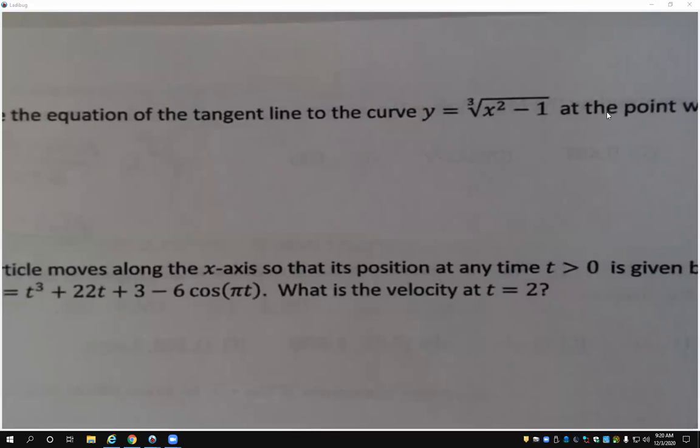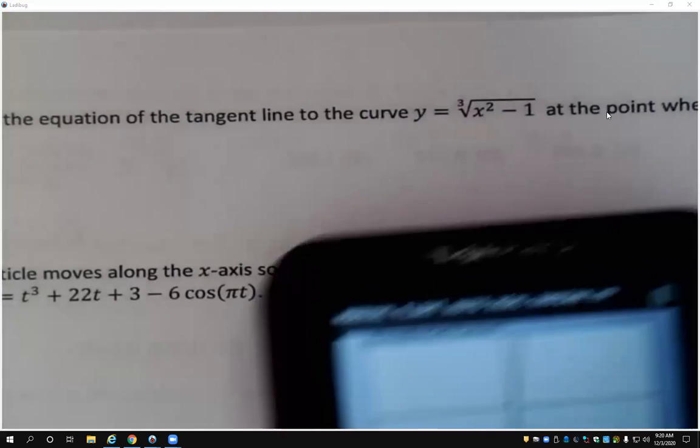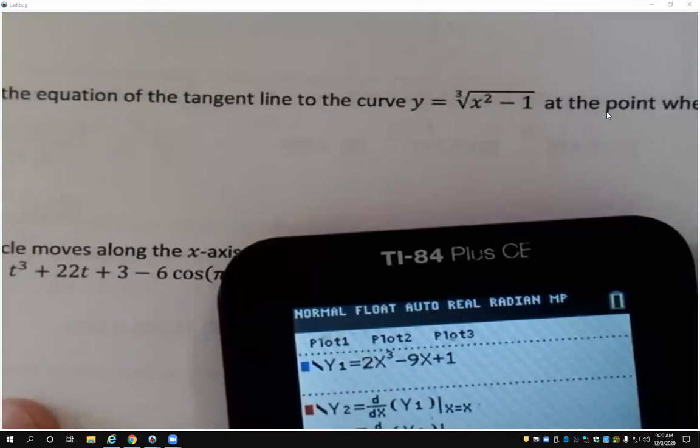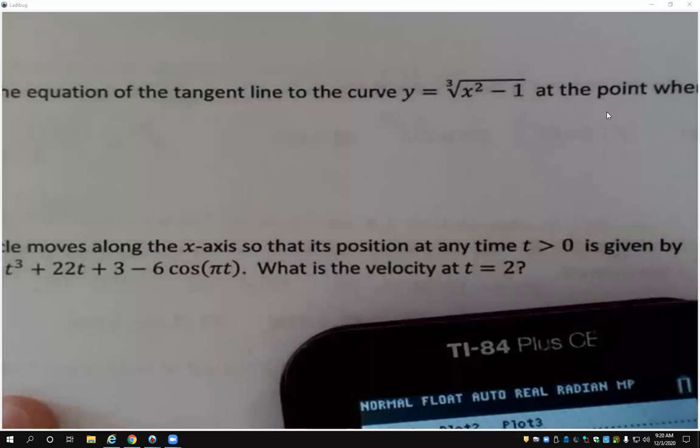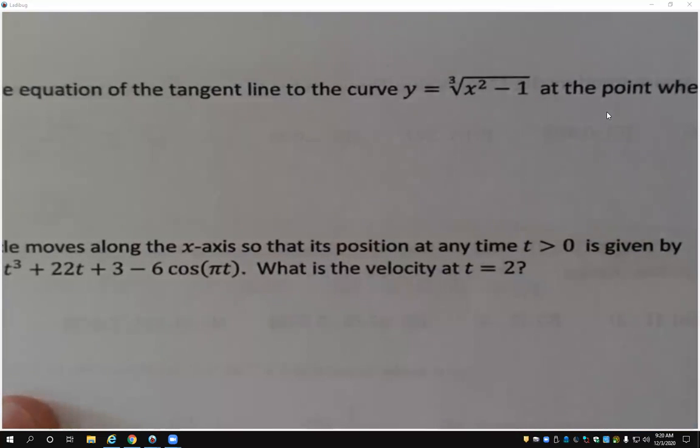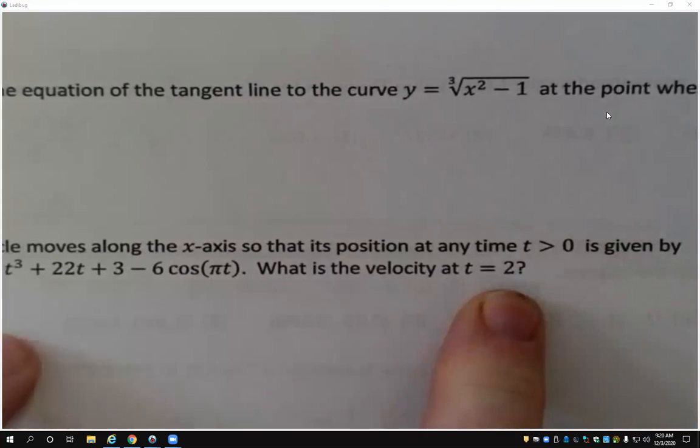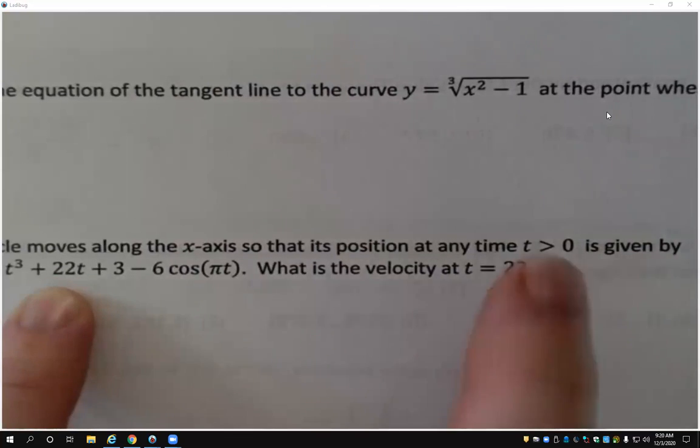20. Finding the velocity. Go ahead. Can you do 20? Yeah. Okay, we got a position function, and it asks us for the velocity at time t equals 2. So we're going to go into y equals. Actually, we don't even need to go into y equals on this one. We could do this from our home screen. When it's asking for the velocity at 2, it's just asking for a derivative. Okay, the derivative at 2.